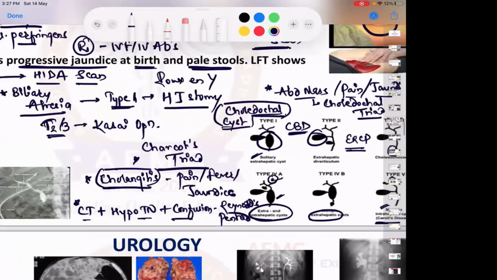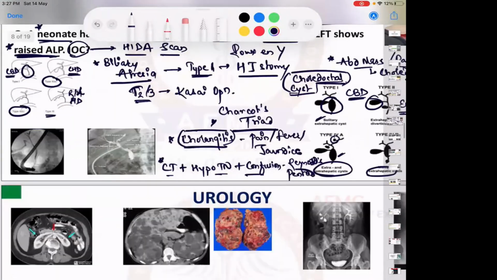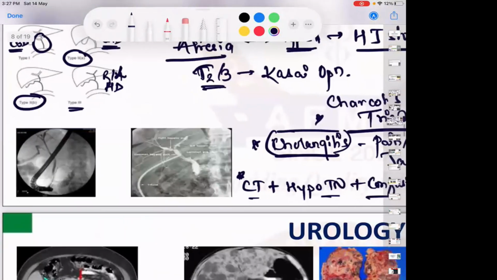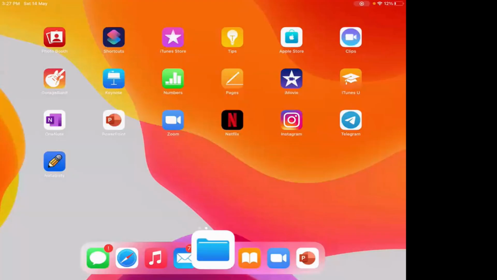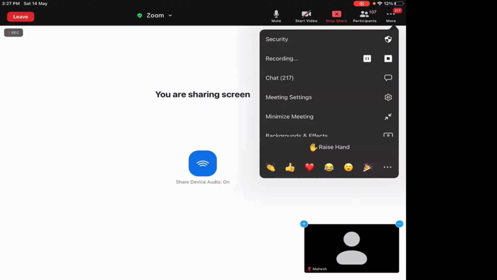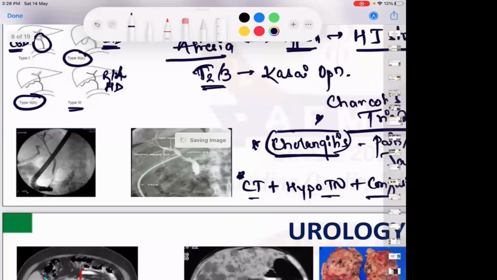Next, if I move further, here you can tell me what is this investigation called? Anybody? Very good. This is an ERCP. Please remember, this one is an ERCP.